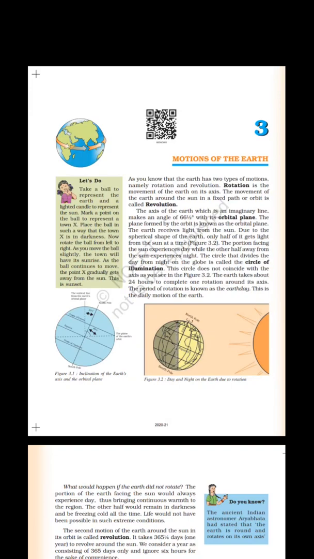Let's do. Take a ball to represent the earth and a lighted candle to represent the sun. Mark a point on the ball to represent a town X. Place the ball in such a way that the town X is in darkness. Now rotate the ball from left to right. As you move the ball slightly, the town will have its sunrise. As the ball continues to move, the point X gradually gets away from the sun. This is sunset.